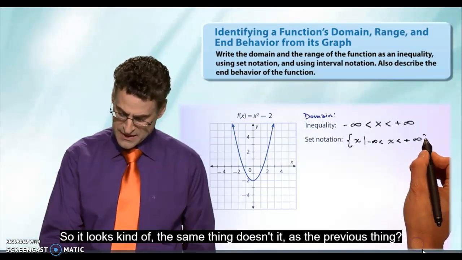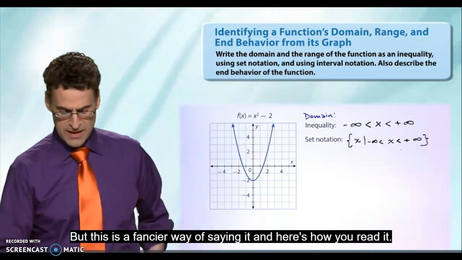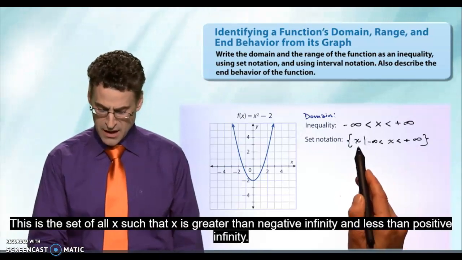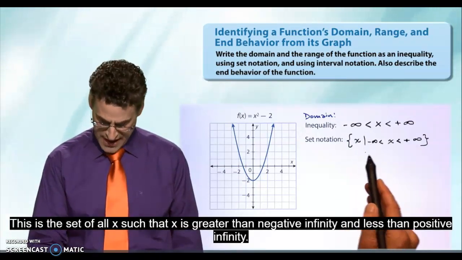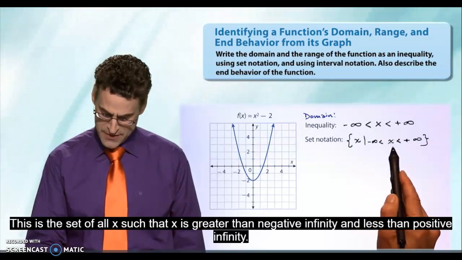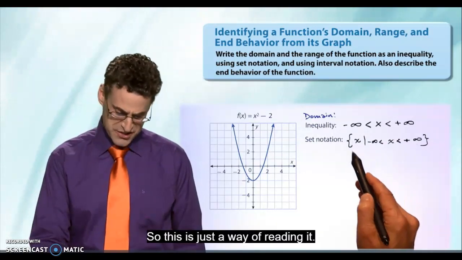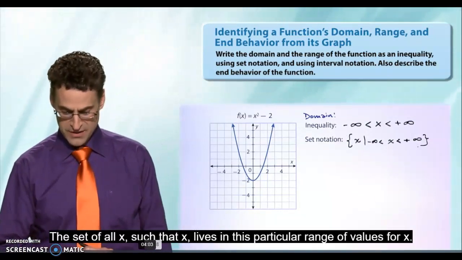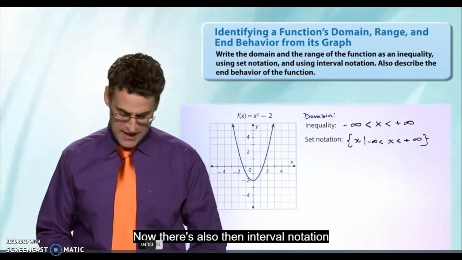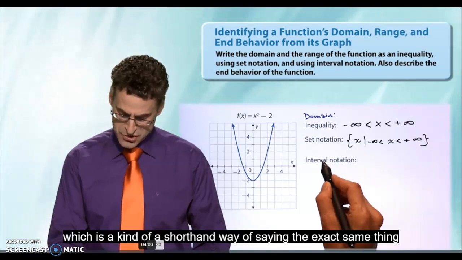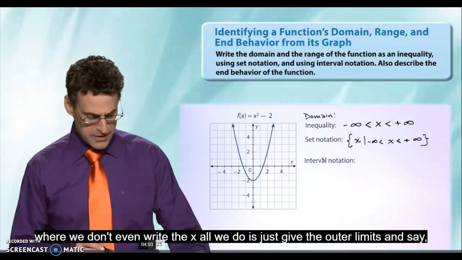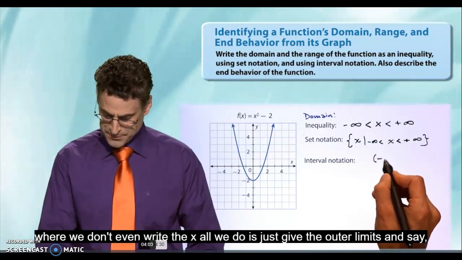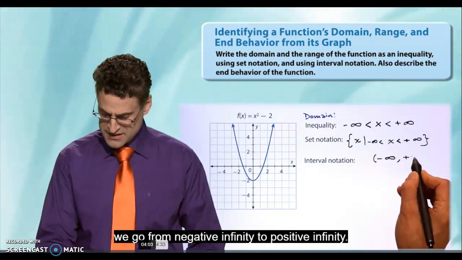So it looks kind of the same thing, doesn't it, as the previous thing? But this is a fancier way of saying it, and here's how you read it. This is the set of all x such that x is greater than negative infinity and less than positive infinity. So this is just a way of reading it. The set of all x such that x lives in this particular range of values for x. Now, there's also then interval notation, which is a kind of shorthand way of saying the exact same thing, where we don't even write the x. All we do is just give the outer limits and say we go from negative infinity to positive infinity.